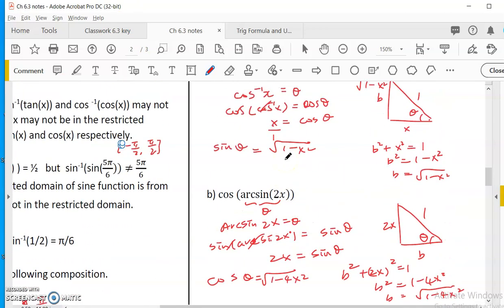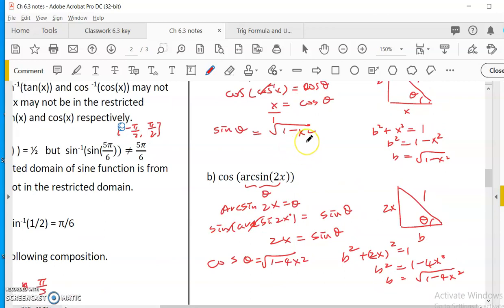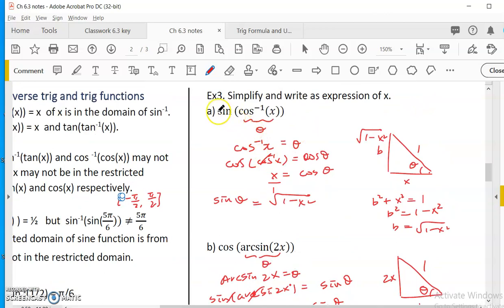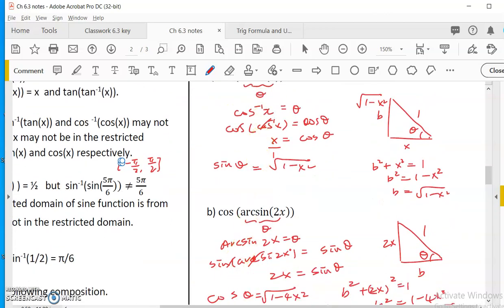These two compositions show up eventually in calculus, so that's why we want to introduce this. Okay, so that's composition of inverse functions, and that's all for 6.3.